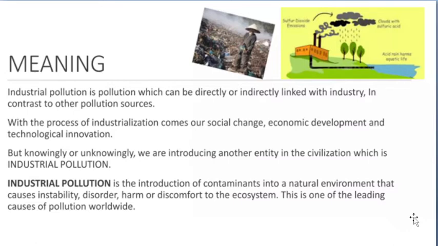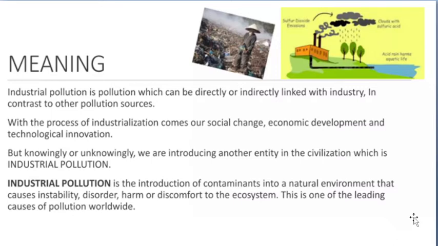But why is industrial pollution here in the syllabus? Because of achieving sustainable development. Along with industrial development, the environmental consequences should not be ignored. When industrial progress and environmental protection occur side by side, then only can we achieve a healthy ecosystem. So what do we understand by industrial pollution?